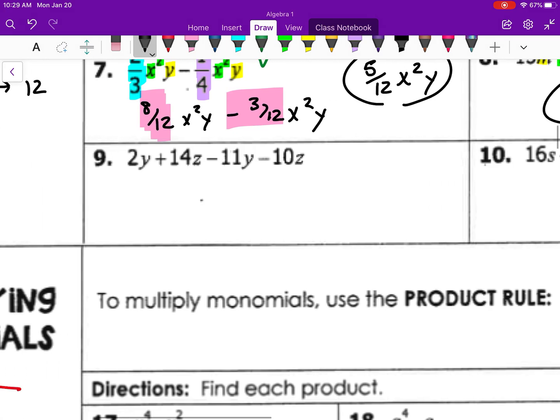Okay, got a couple more. Now they're changing the letters. Remember, the letters have to match. So I've got y and y, so those two can go together. And I've got z and z, so those two can go together.